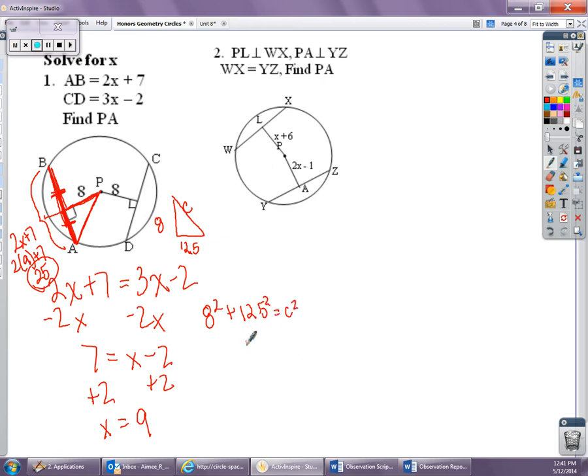And then I'm going to solve this. So I'm going to take the square roots of both sides, and I get C is about 14.841, and that is in units, because I'm solving for the length.